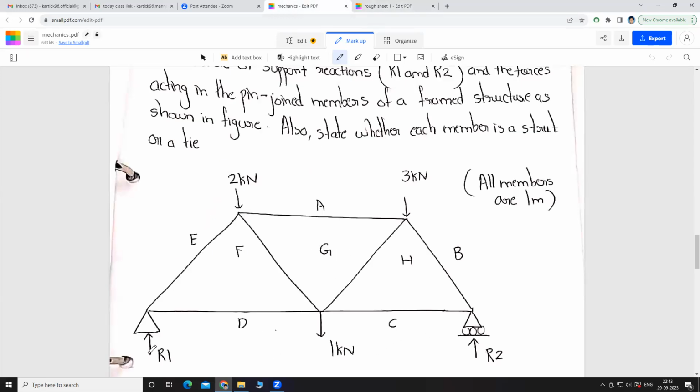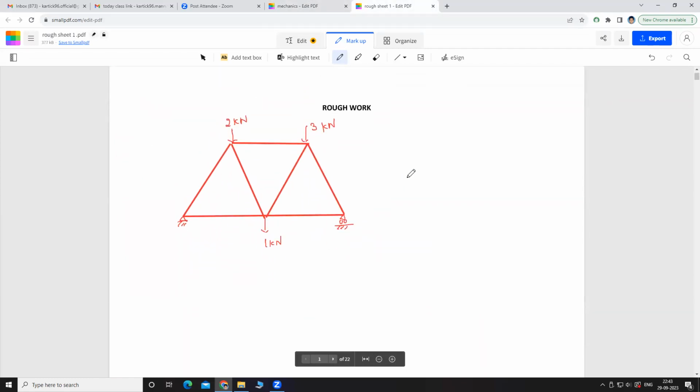Now, when we draw the free-body diagram, instead of these supports, here it is a roller, so we have only a vertical reaction. And at this point we have both vertical and horizontal. But look at the forces: all the forces are vertical, so the horizontal one will be zero at equilibrium.